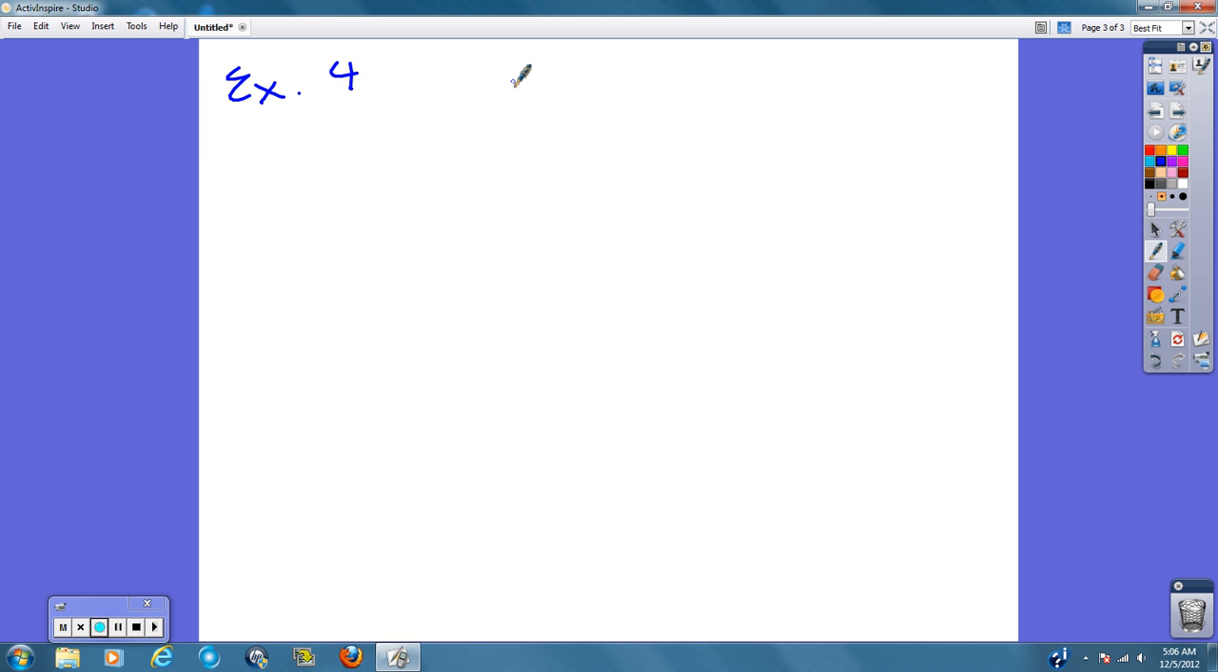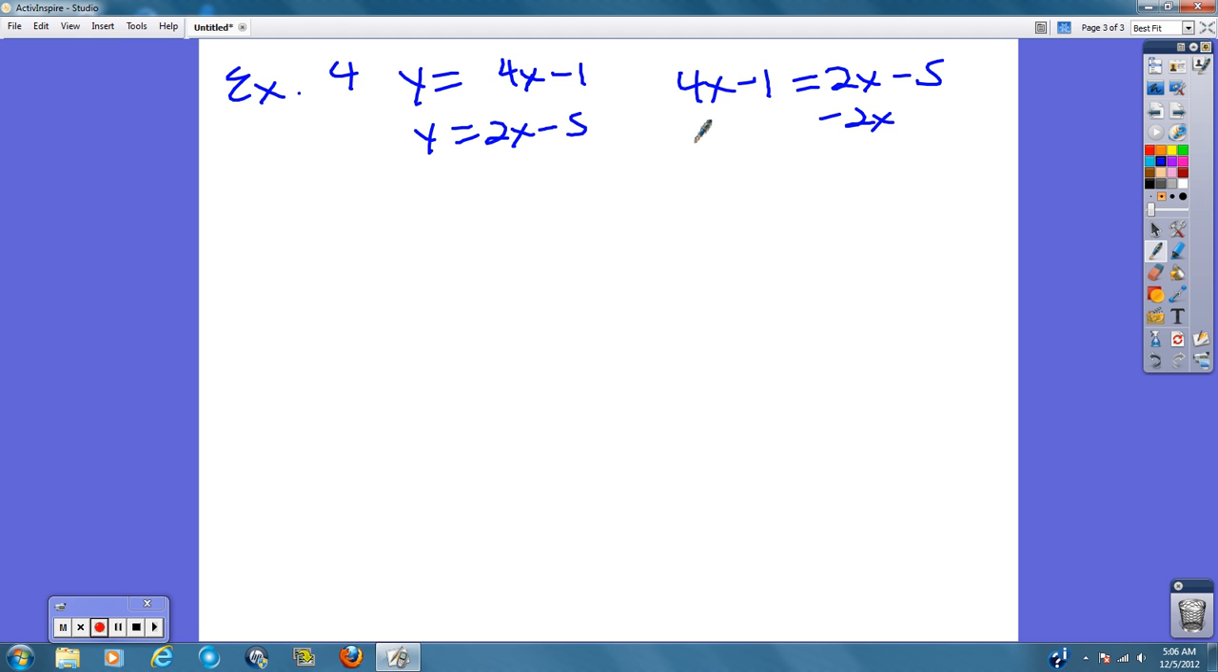Now here's one where they're both set equal to y. So y equals 4x minus 1, and y equals 2x minus 5. This is another prime example where it's set up for substitution because they're both set equal to y, and y is the same, so that means you can set them equal to each other. So I'm going to do 4x minus 1 equals 2x minus 5, and I'm going to subtract 2x from both sides. There's nothing special about that, I just picked that.